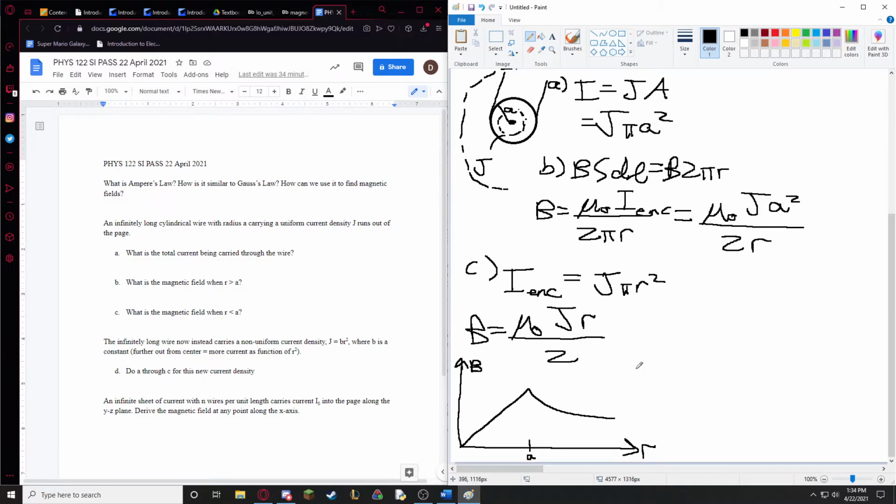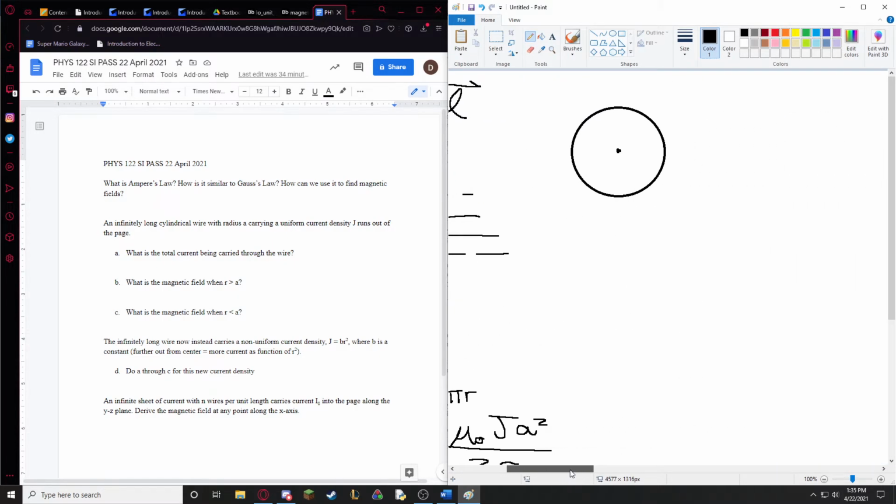Yeah, it's counterclockwise. Point your thumb out of the page, rotate your fingers around. So now we have our non-uniform current density, J is equal to B R squared. It's going to be a bit trickier, but we want to do the same thing: find the total current carried through the wire, find what the magnetic field would be when R is greater than A, and also when R is less than A. Let's take 10 minutes and we'll talk about it. You might need a little bit of calculus for this one.